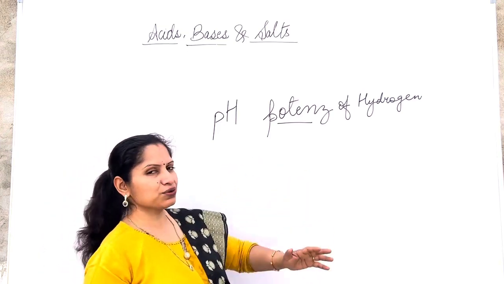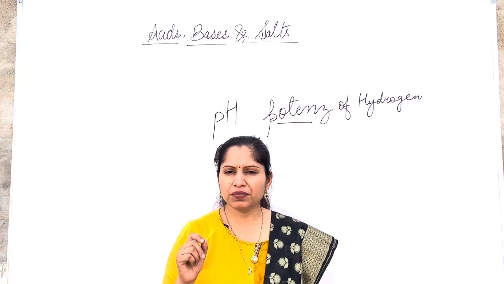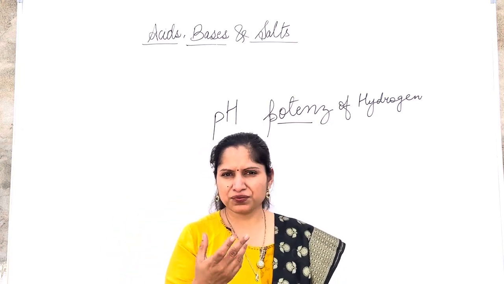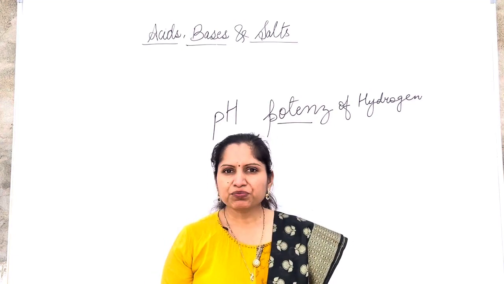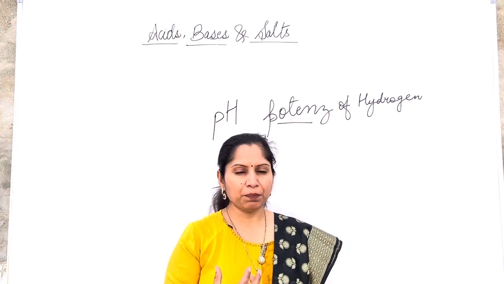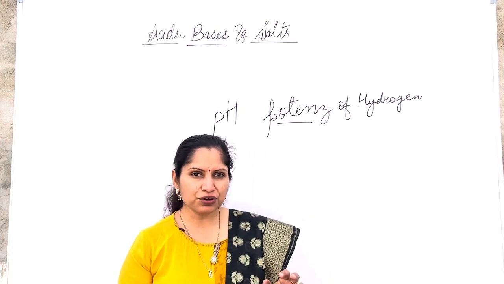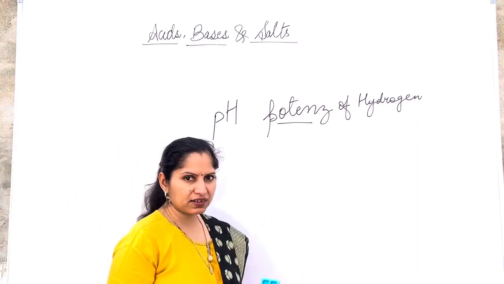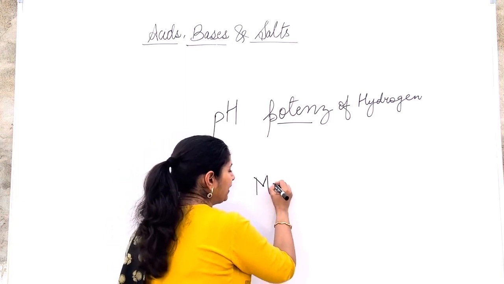In nature also, the ant sting, bee sting, you must have got a sting because of some ant or some bees. That is causing a burning pain, and that pain is due to an acid present in their sting. So ant sting as well as bee sting contains an acid, and that is known as methanoic acid.